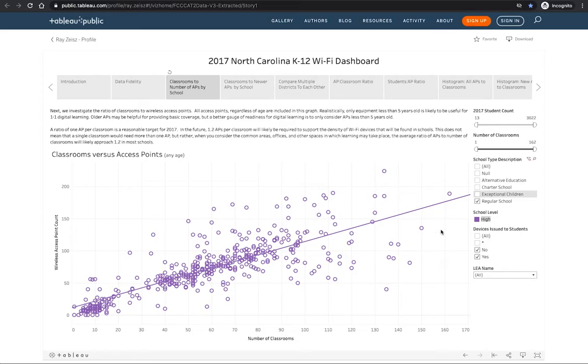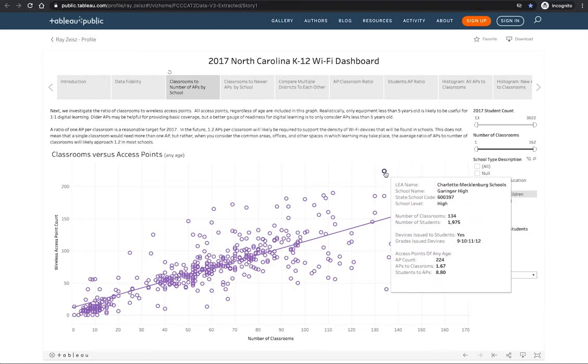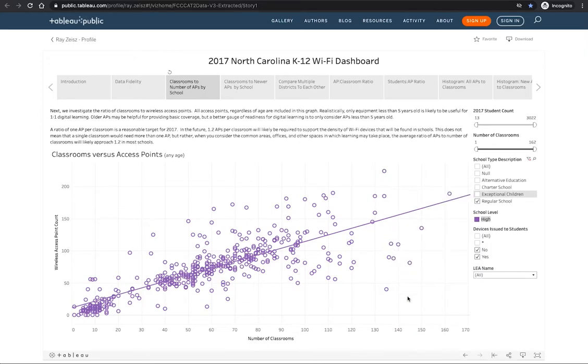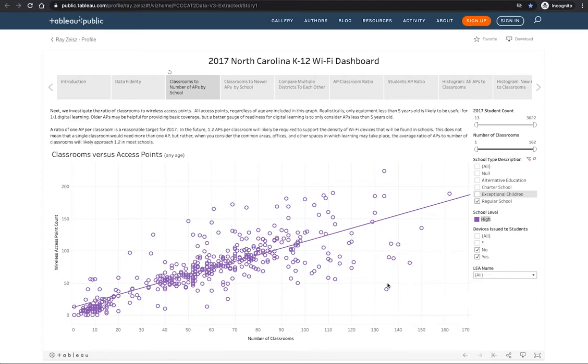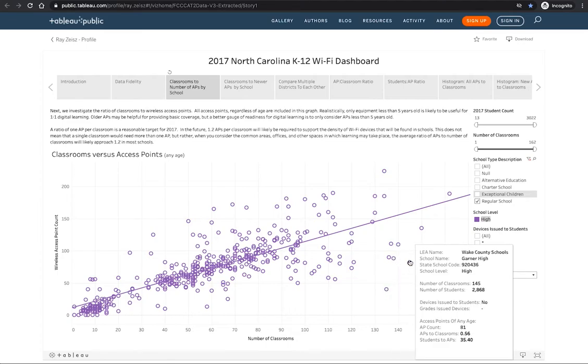But you can see there's a trend line, and schools that are above it have a little bit more access points per classroom than schools below it. This would be considered probably an outlier, and that's interesting. That's Broughton High School, so I am not sure why that happened. Maybe we caught them right before they were getting ready to refresh their Wi-Fi.